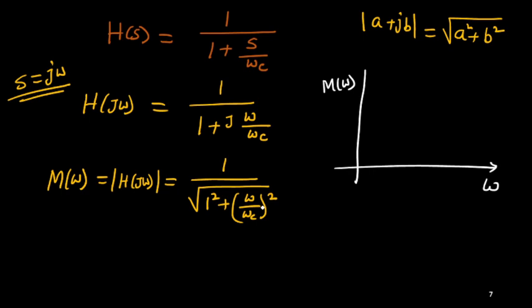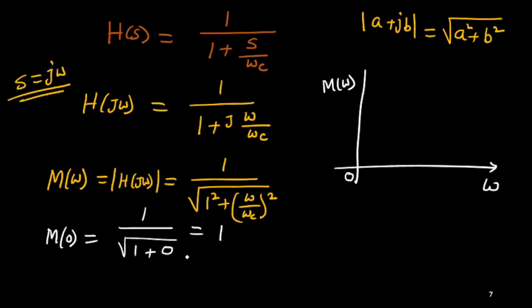Now can you tell me at omega equal to 0, what is the magnitude? So M of 0, can you see? If you put 0, you will be getting 1 over square root, this is 1, 1 square is 1, plus this omega is 0 means everything will become 0. So 1 over square root of 1 plus 0 means it is 1. So 1 by 1 is 1. So meaning is that at omega equal to 0, its magnitude will be 1. It will start from 1.